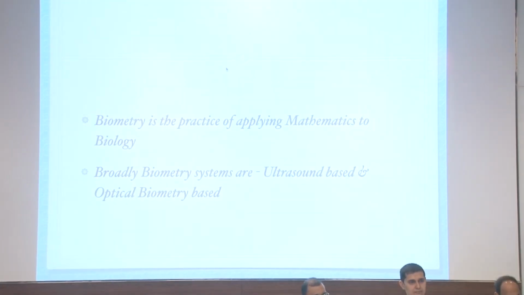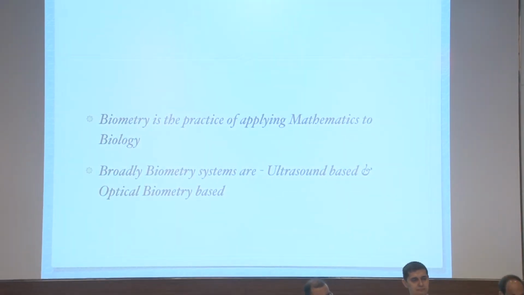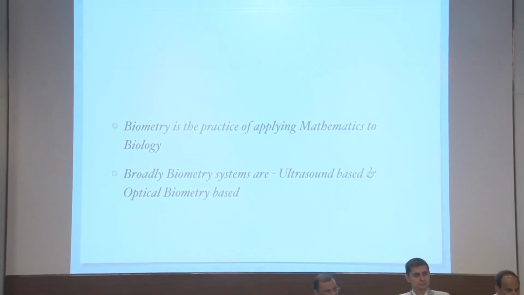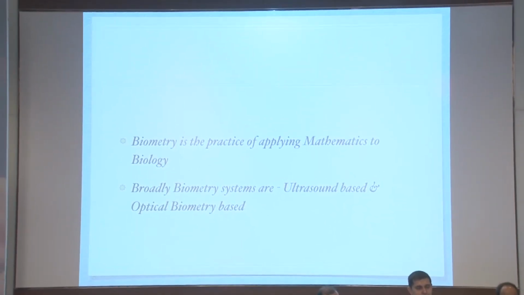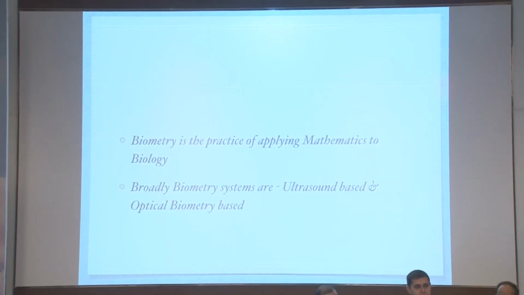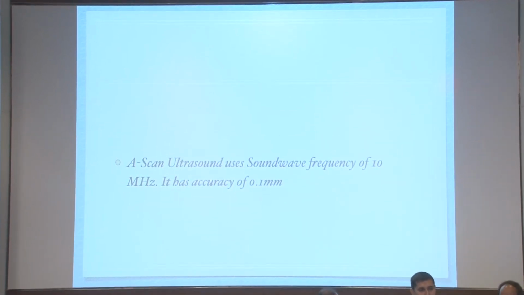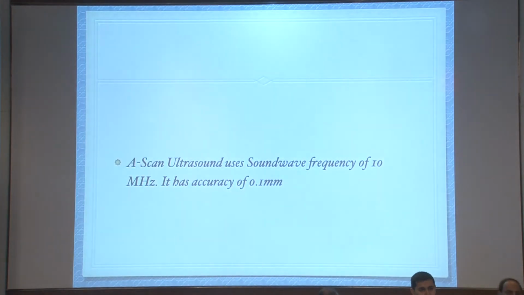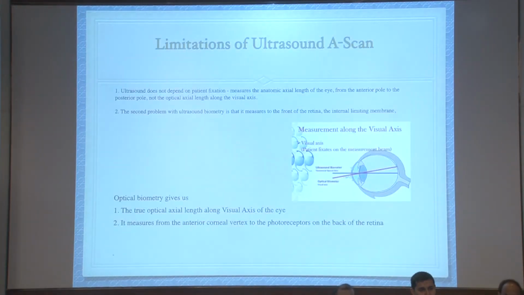So we all know that biometry is the principle of applying mathematics to biology. So broadly, there were ultrasound-based systems and there is optical biometry-based system. The A-scan ultrasound uses sound wave frequency of 10 megahertz and it has accuracy of only 0.1 millimeter. The biggest limitation of ultrasound A-scan is that it does not depend on patient fixation. It just measures the anatomic axial length of the eye from anterior pole to the posterior pole. And second is that it measures from the internal limiting membrane.